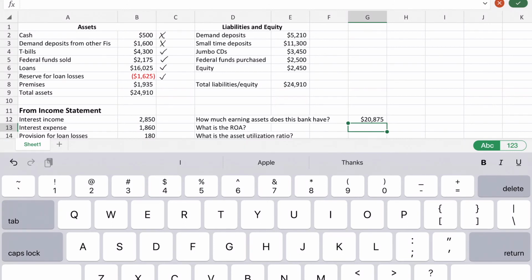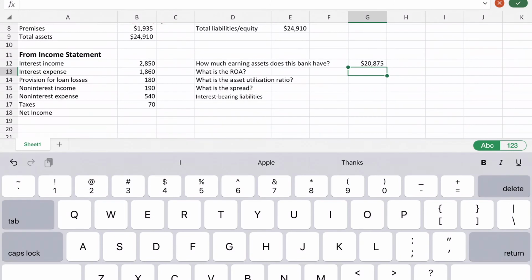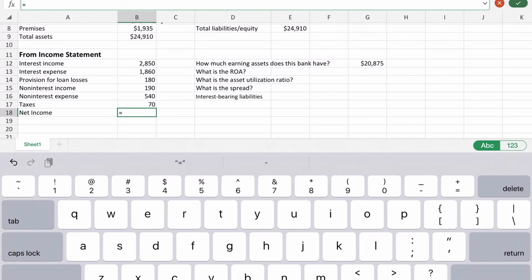Next up is to calculate ROA. ROA is net income divided by total assets. If I look over here with my simplified income statement, I do not have a net income yet calculated. So what I need to do is look at these different income statement items and identify whether they would be income or actually expenses that need to be deducted. So we start with interest income, but then we have an interest expense, so I need to deduct that from my interest income, and then my provision for loan losses also needs to be deducted. So I need to subtract that value as well.